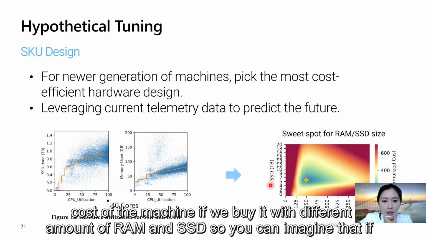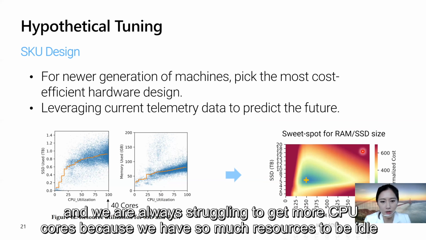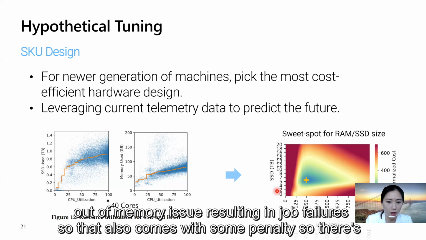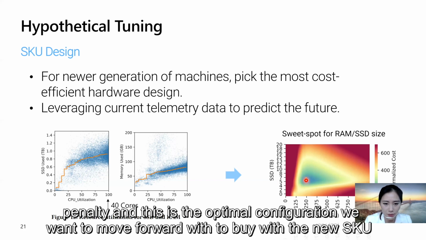You can imagine that if we buy too much RAM or too much SSD, the majority of the time they will just stay idle. And we are always struggling to get more CPU cores, because having so many idle resources is not cost efficient. Or if we buy too little RAM or SSD, we will always run into out-of-memory issues, resulting in job failures. That also comes with a penalty. So there's a sweet spot where we can minimize this normalized cost, considering the various penalties. And this is the optimal configuration we want to move forward with to buy with the new SKU.